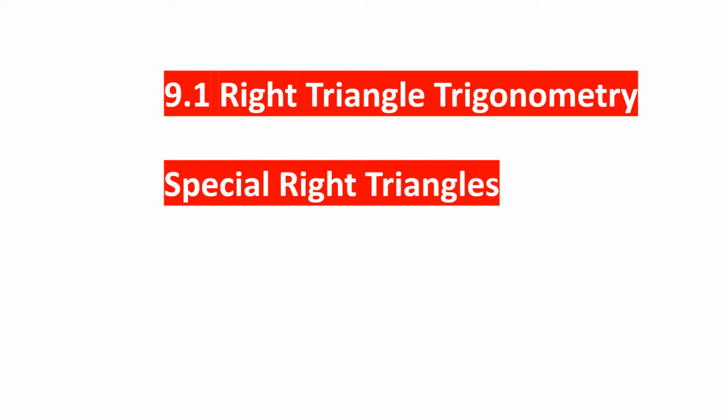This is day 3's lesson on 9.1, right triangle trigonometry. We're going to take a closer look today at special right triangles. You might remember Pythagorean triples, where all three side lengths are integers. You might also remember angle relationships, the 30, 60, 90 and the 45, 45, 90.